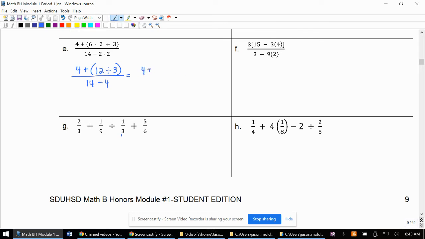So I have 4 plus 12 divided by 3 is 4. I don't need parentheses there. And 14 minus 4 is 10. 4 plus 4 is 8 over 10, which simplifies down to 4/5.